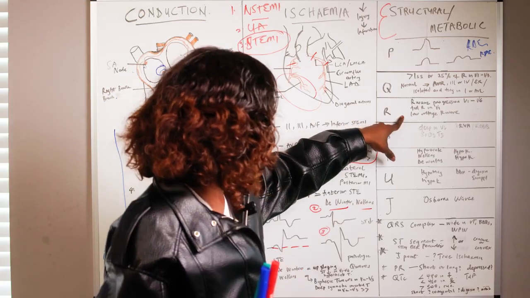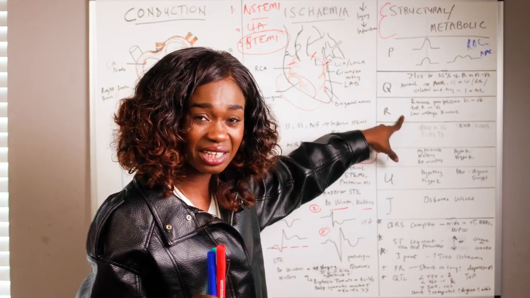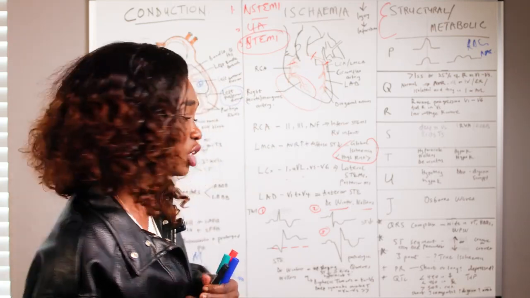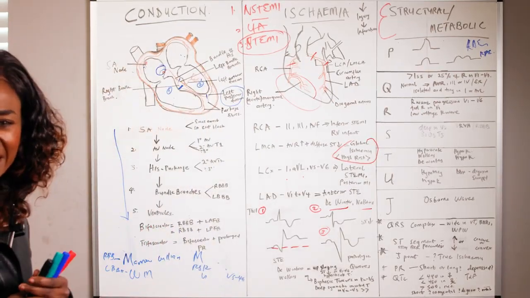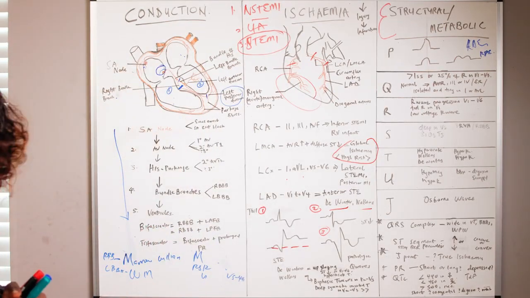If you have low voltage R wave as well, this could be signaling you to a structural problem of the heart. Do you have some pericarditis? Do you have something constricting the heart? Is there a tamponade? What is really going on there, right?